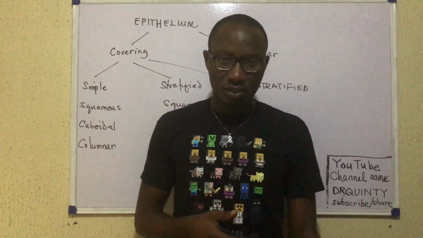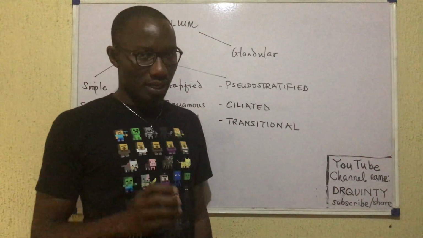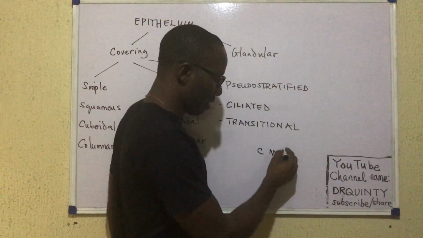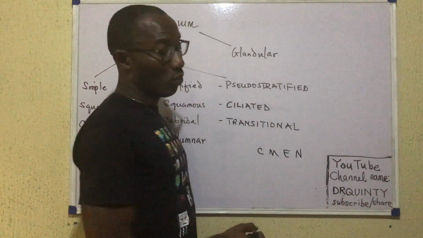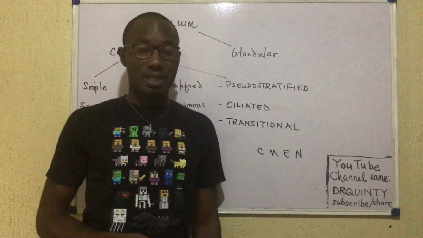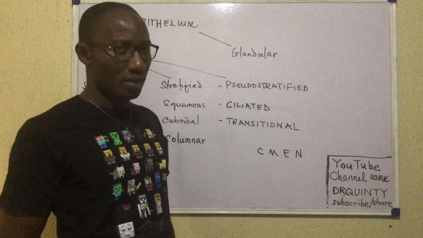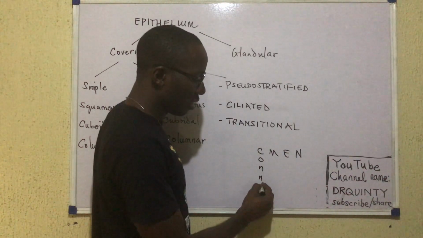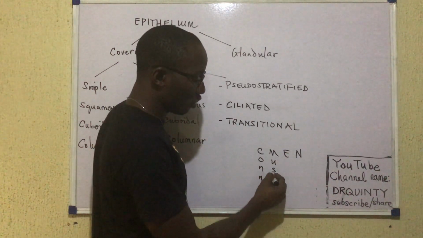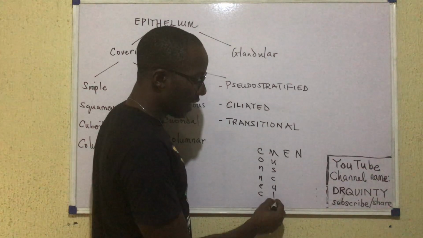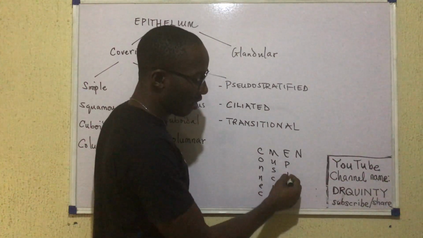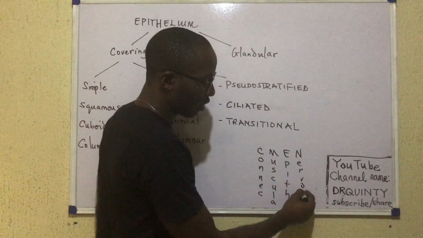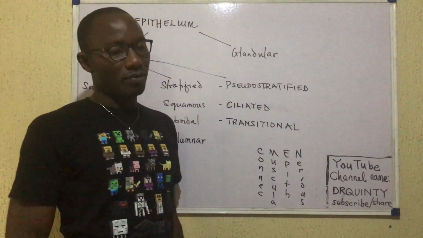Now, from first principles, we know that there are four main types of tissues. We call them the CMEN tissues: C, M, E, and N. And if you watched my video on organogenesis, you'd hear something about this. C stands for connective tissues. Then M is muscular tissue or muscle tissue. And then E is epithelial tissues. And then N is nervous tissue. So those are the four basic types of tissues.